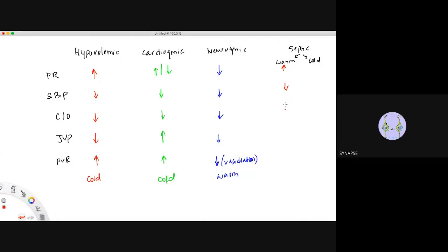So what exactly happens in the early phase of septic shock is that there's going to be tachycardia, and there is going to be increased peripheral resistance. BP, okay, output is also kind of reducing. JVP may increase or decrease. There's nothing much here. But here it's going to cause warm peripheries.